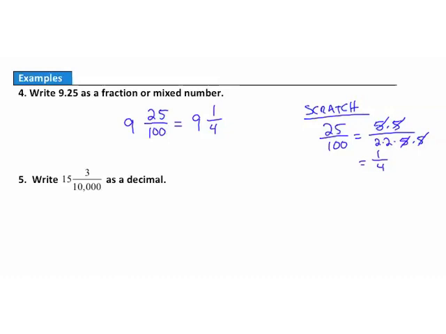Example 5. Write 15 and 3 10,000ths as a decimal. Okay, well, we'll start with 15. That's the whole number part. Put my decimal. Now I need to write 3 10,000ths. So let's start adding some zeros here until we get to the 10,000ths place. So here I'm in the tenths place, the hundredths place, the thousandths place. The next digit then is going to be in the 10,000ths place. So that's where I want to write my 3.